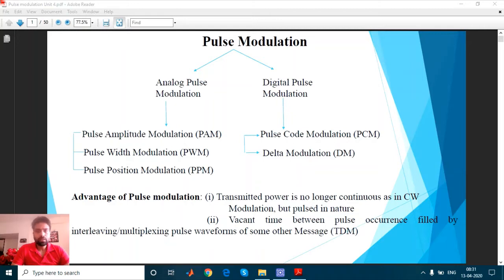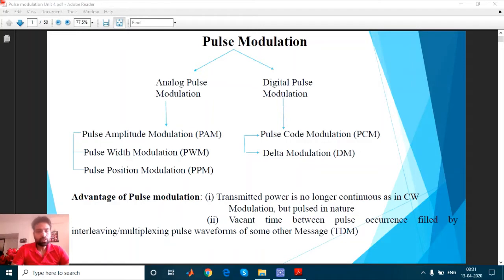In previous lectures, we have talked about amplitude modulation and angle modulation, in which we have completed two categories: one is frequency modulation and another one is phase modulation. Once we have completed this, in which the carrier is a sinusoidal wave, we are moving ahead to the next section, which is pulse modulation.